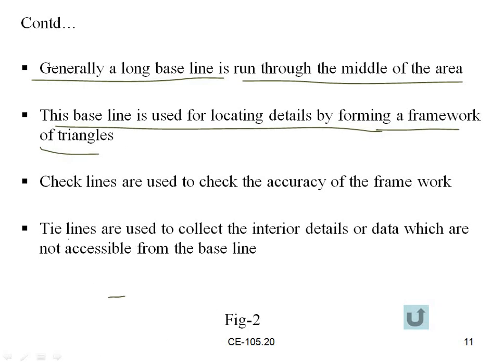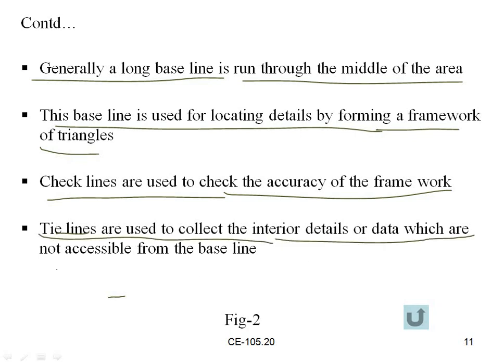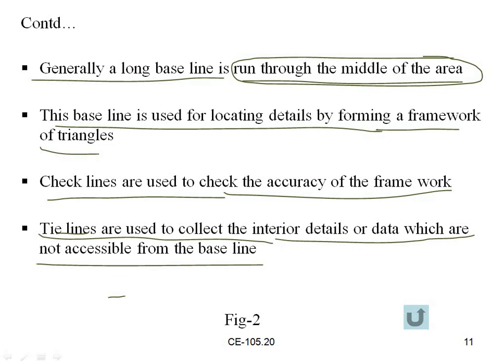Check lines are used to check the accuracy of the framework. The tie lines are used to collect the interior details or data which are not accessible from the baseline. Generally, a long baseline is run through the middle of the area.